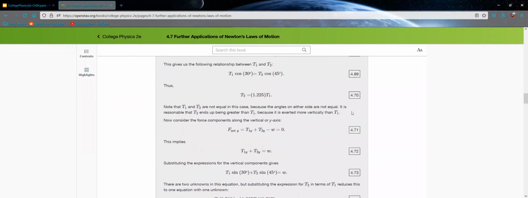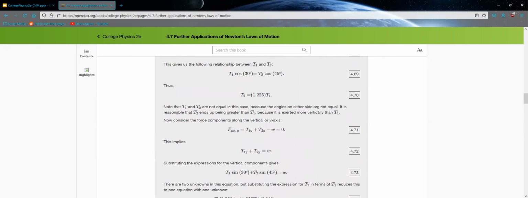So if we have this equation where we know T1 with respect to T2, we can then solve the Y components because T1 and T2 are still the same thing, right? We know that the net force in the Y component is equal to the Y component of T1 and the Y component of T2 minus the weight, which is mass times gravity. Solve that all out, landing us at equation 4.73 here.